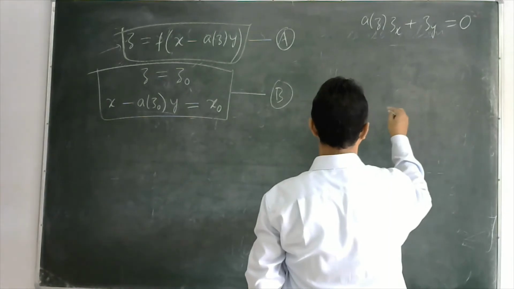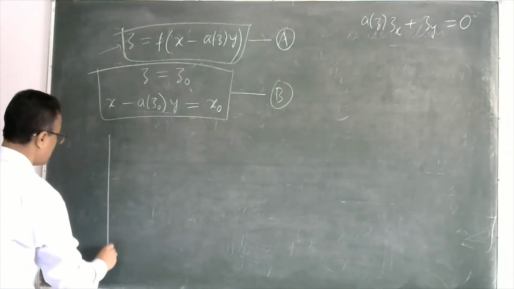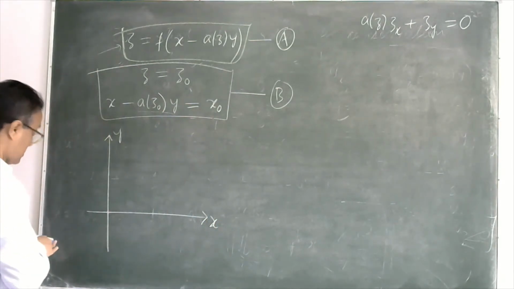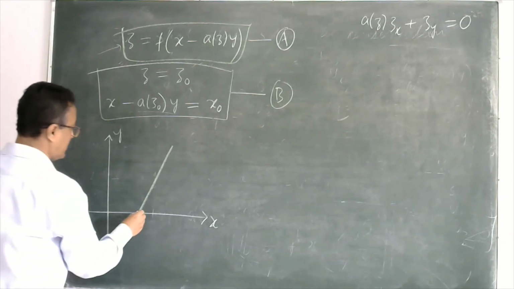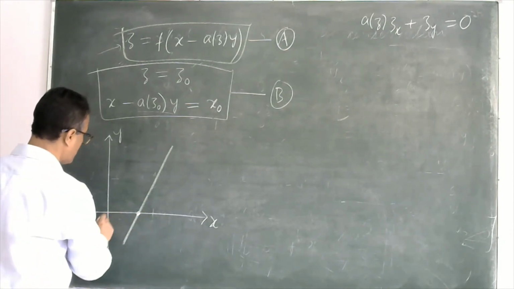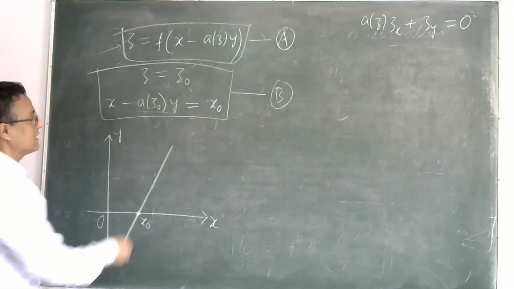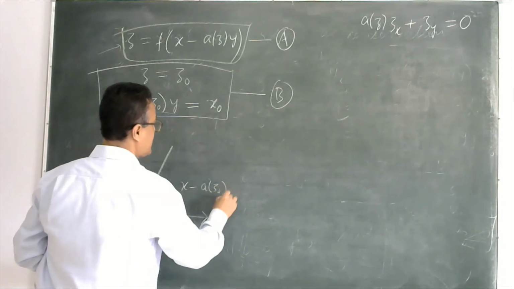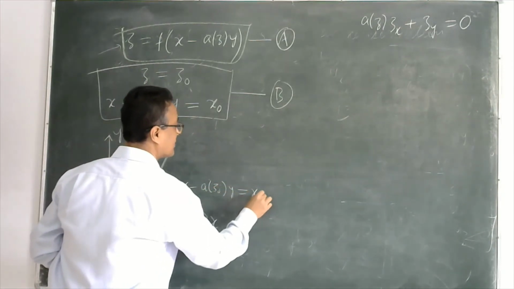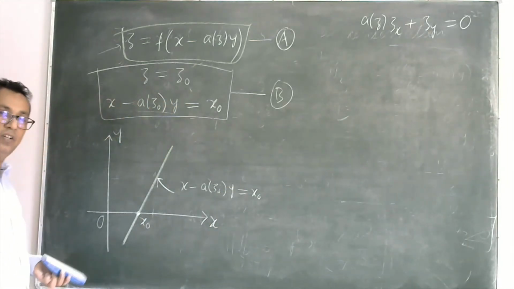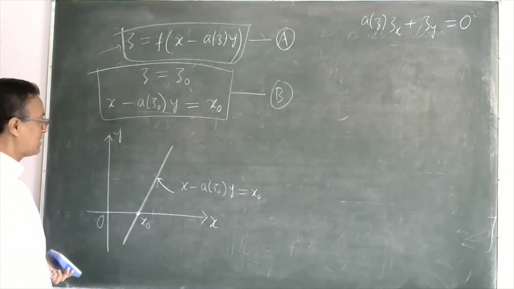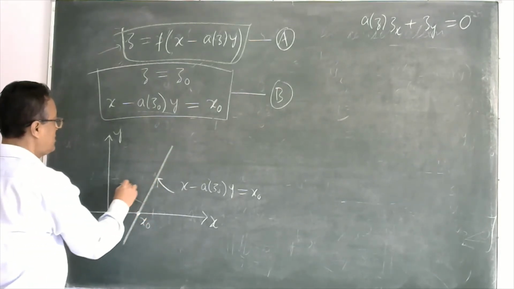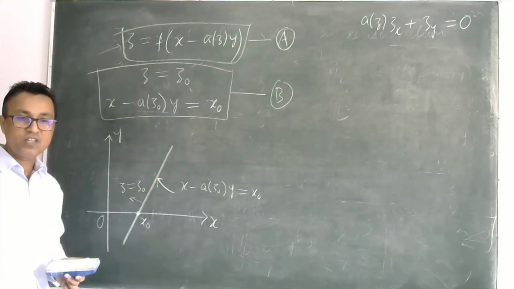So now, if I consider the xy plane, my situation is something like this. Suppose this is the point x naught, and then this line is x minus a j naught y equal to x naught. And what is going to happen along this line? Your z is going to remain as z naught. Is it okay with everybody?